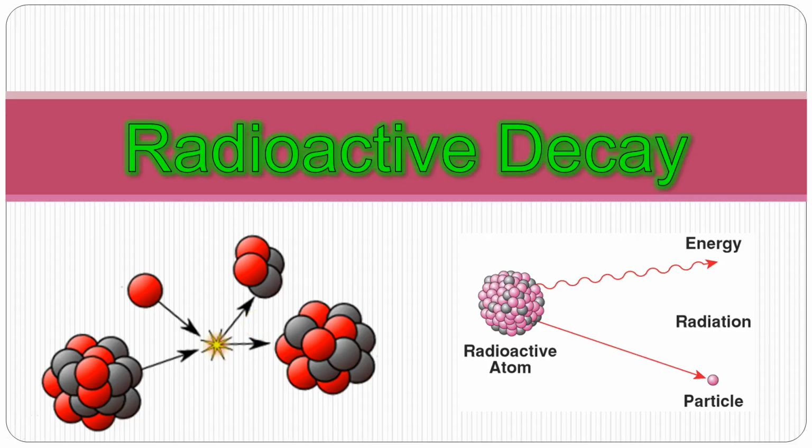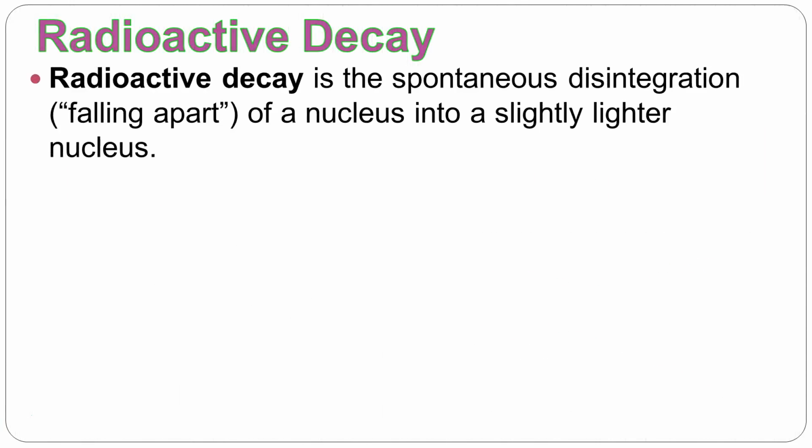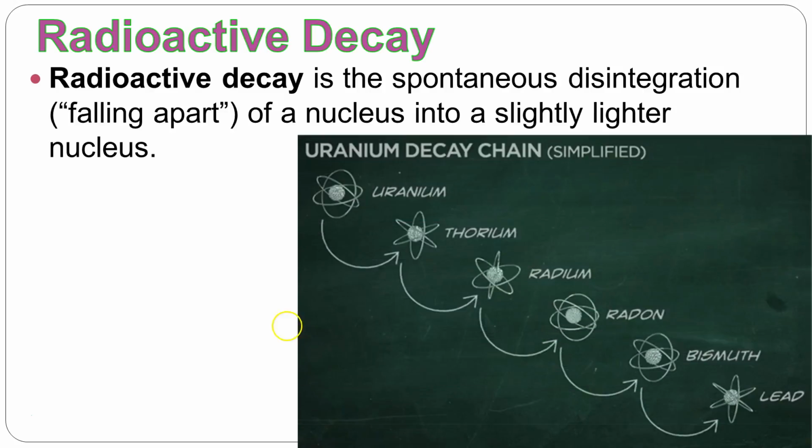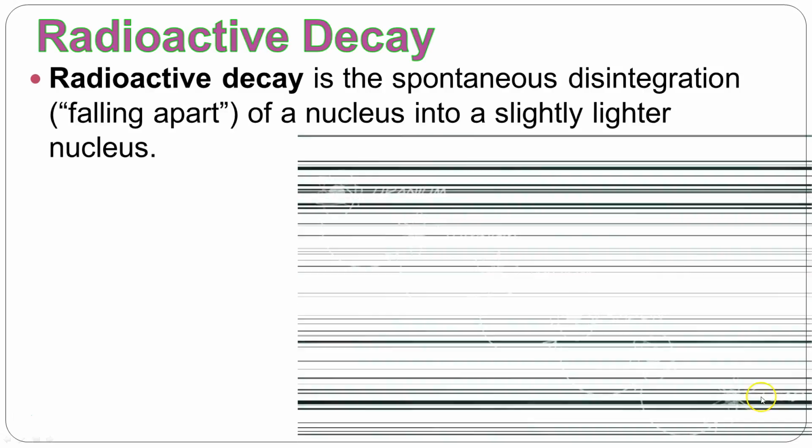Hello students of science. In this video we're going to talk about radioactive decay, something that a lot of people have heard about but not a lot of people understand. Radioactive decay is the spontaneous disintegration, or falling apart, of a nucleus into a slightly lighter nucleus. So here we have uranium, it's going to break down to thorium, break down to radium, to radon, to bismuth, and to lead.